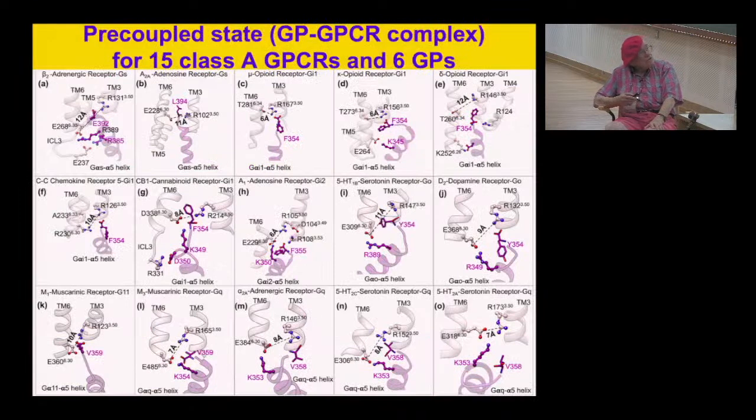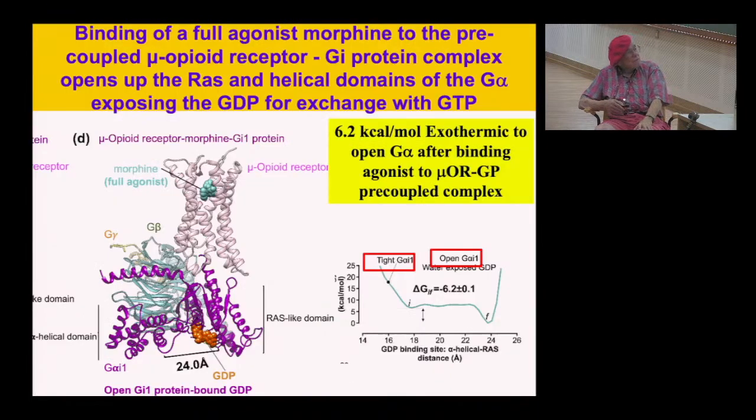So these are the 15 cases we published in PNAS earlier this year, showing all 15 cases. It's the same thing. G protein comes in, makes a complex of the GPCR. That complex, when the agonist binds, activates the system to get the product. And here's just a couple of examples of some of the energetics. This is the mu-opioid receptor. Going from the pre-coupled state to the final system is downhill in energy about 6 kilocalories, plus or minus about 0.1. And in that process, you open up the G-alpha, and the GDP now is available for exchange.